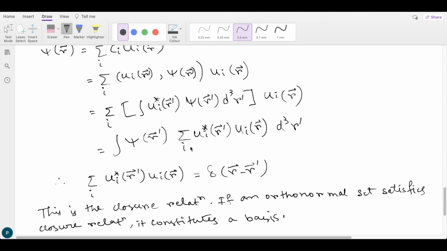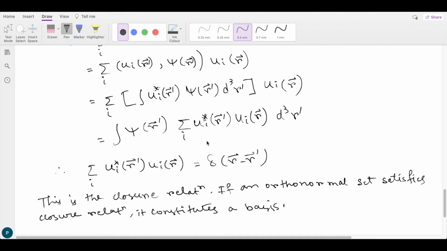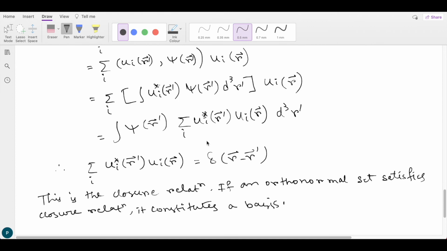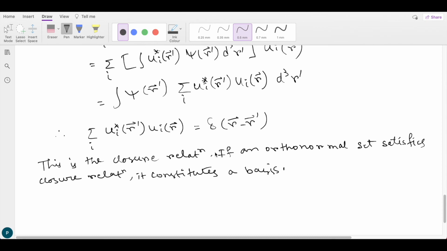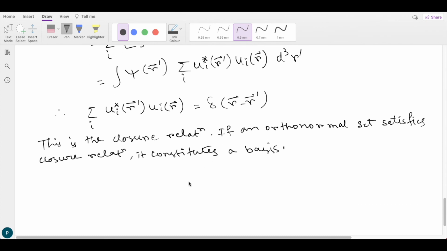So this is only possible if this summation term is the Dirac delta function whose peak is present at the position r. So the summation can be written as delta r minus r prime. This relation is known as the closure relation, and if an orthonormal set like ui satisfies this closure relation, then it constitutes a basis.